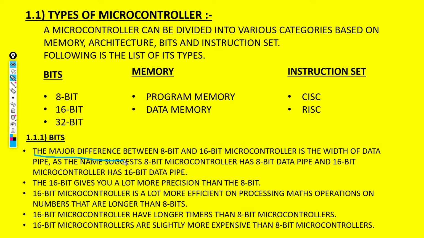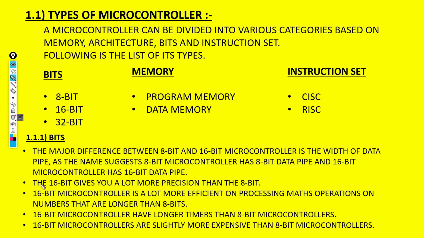The major difference between 8-bit and 16-bit microcontrollers is the width of the data pipe. As the name suggests, an 8-bit microcontroller will only have an 8-bit data pipe, and a 16-bit microcontroller will have a 16-bit data pipe. So you can assume by yourself which one is better. Of course, the 16-bit microcontroller is better.